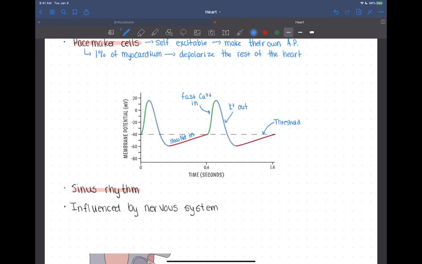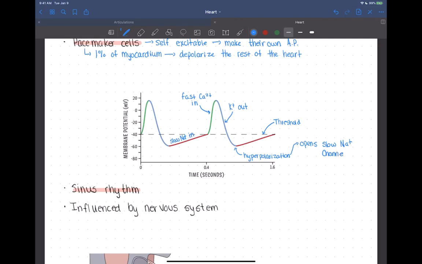What's unique that allows these cells to make their own action potentials is that as we reach this point, which you learned in A&P1 is called hyperpolarization, that hyperpolarization, that dip in the membrane potential below threshold and below rest, is going to open slow sodium channels.